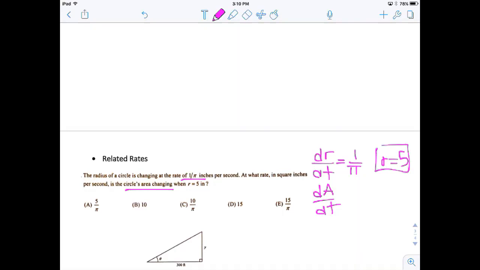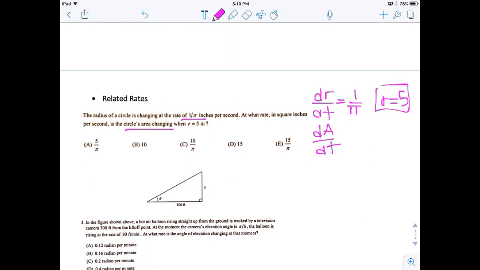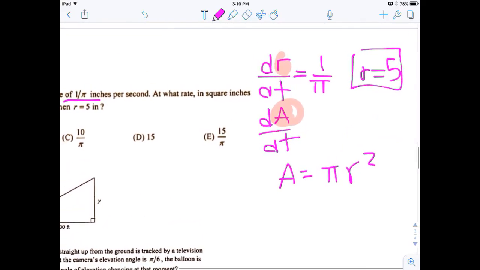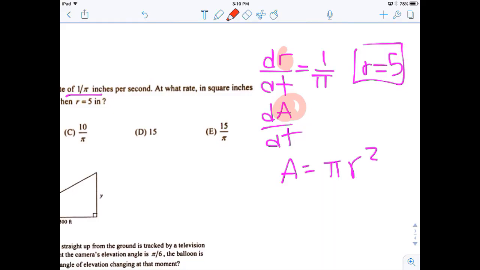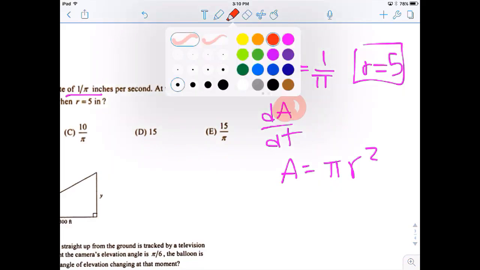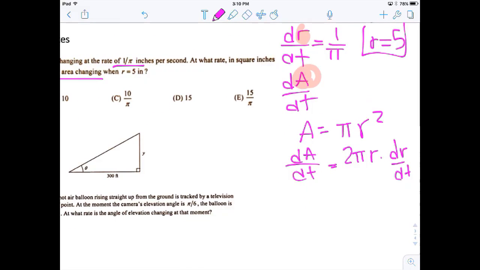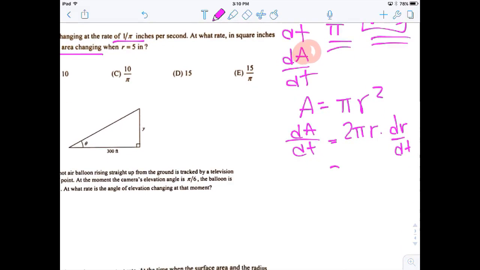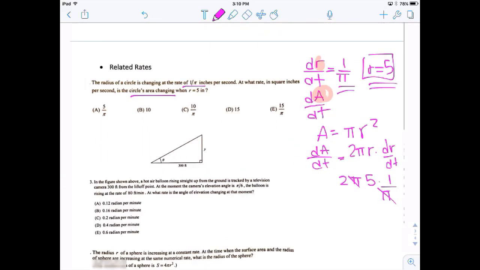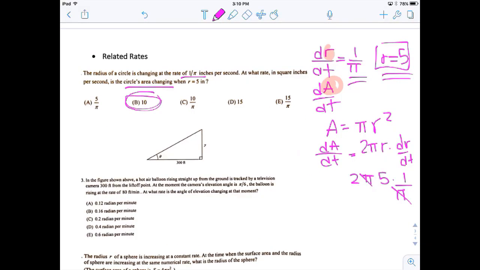So what I'm going to look at here is, okay, I need a formula that will relate r and A together. So I know the area of a circle is pi r squared. So let's use that. Remember that I cannot sub in the 5 yet, because that is a quantity that changes. So I'm just going to take a derivative with respect to time. So dA dt equals now 2 pi r times dr dt. And I know that r is 5. They told me that. And dr dt is 1/pi. So 2 times pi times 5 times 1/pi. So your pi's wind up canceling. And so this is just 10. And if this was a free response, you'd include square inches per second there.